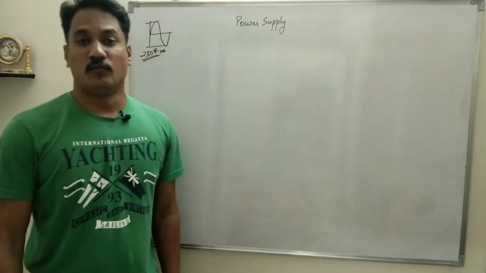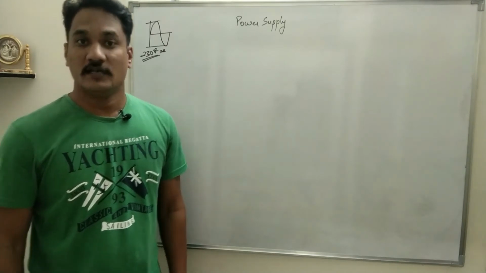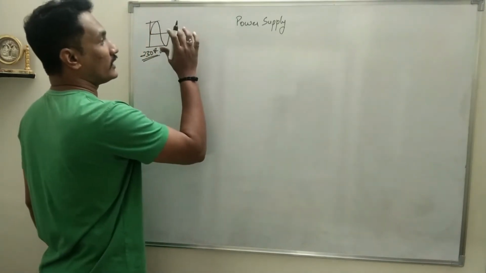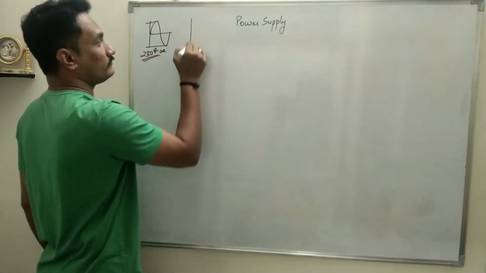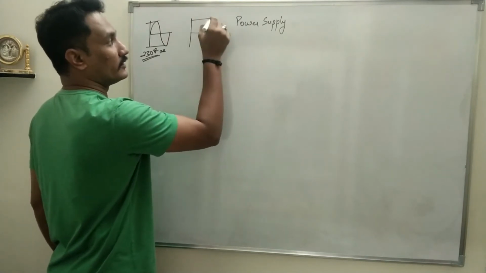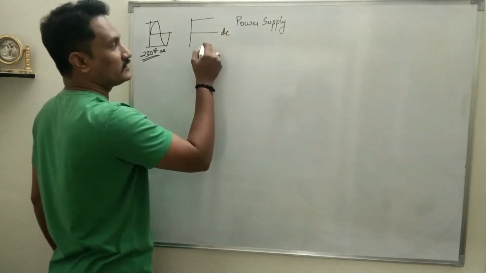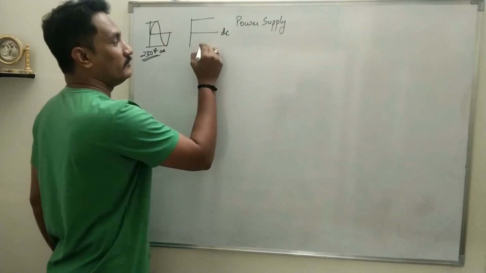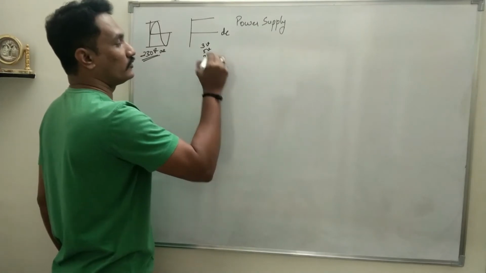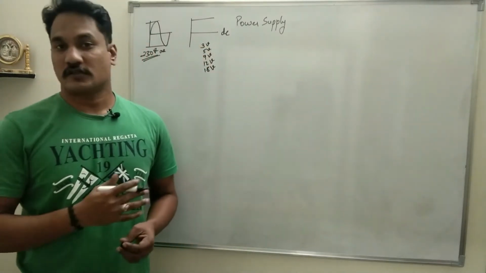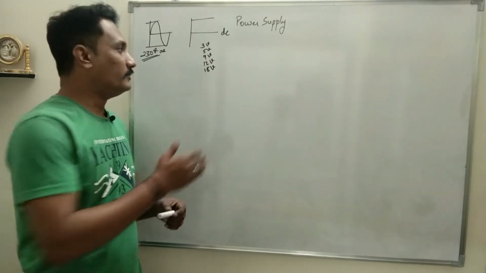Of course, most of the instruments which work on DC don't require this much voltage. So what we need to do is, by designing a power supply, convert 230 volt AC into a pure DC, which is a straight line. So this is the DC, and the voltage can be 3 volt at the output, 5 volt, 9 volt, 12 volt, or 18 volt at the output. Most of the instruments designed for a DC source will be around this potential.